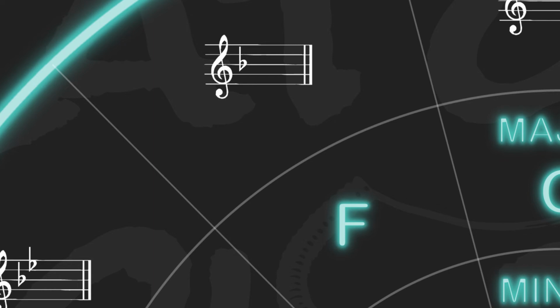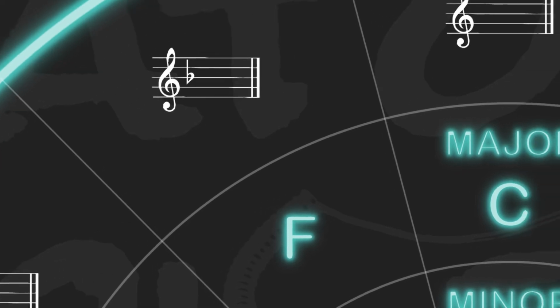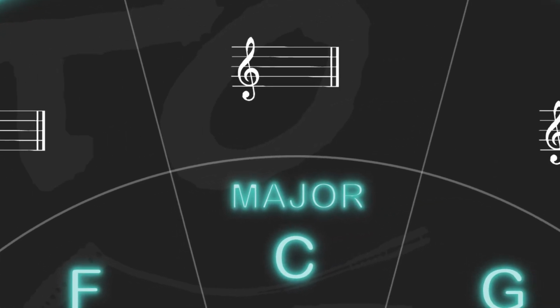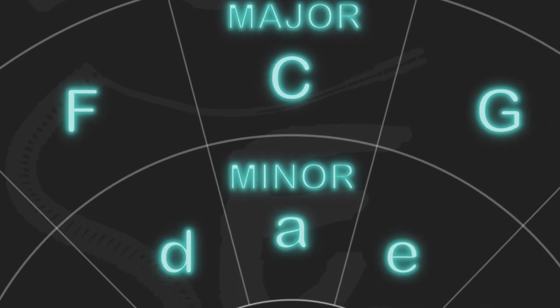We also just have to memorize that if there are no flats or sharps in a key signature, then we are looking at C major or its relative minor, A minor. And that makes sense since we talked about earlier how C major only contains the white notes on the piano, no flats or sharps. Okay, so I hope that all makes sense.